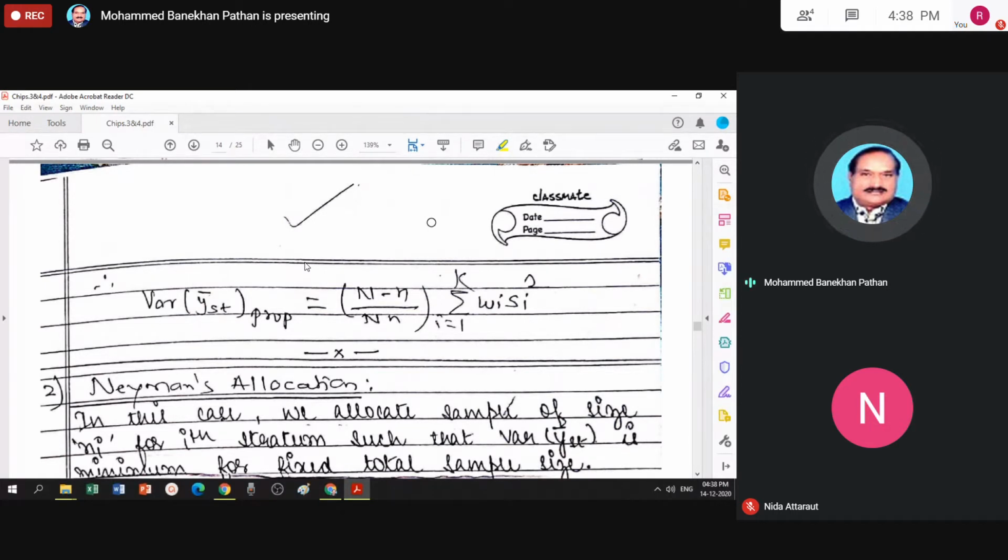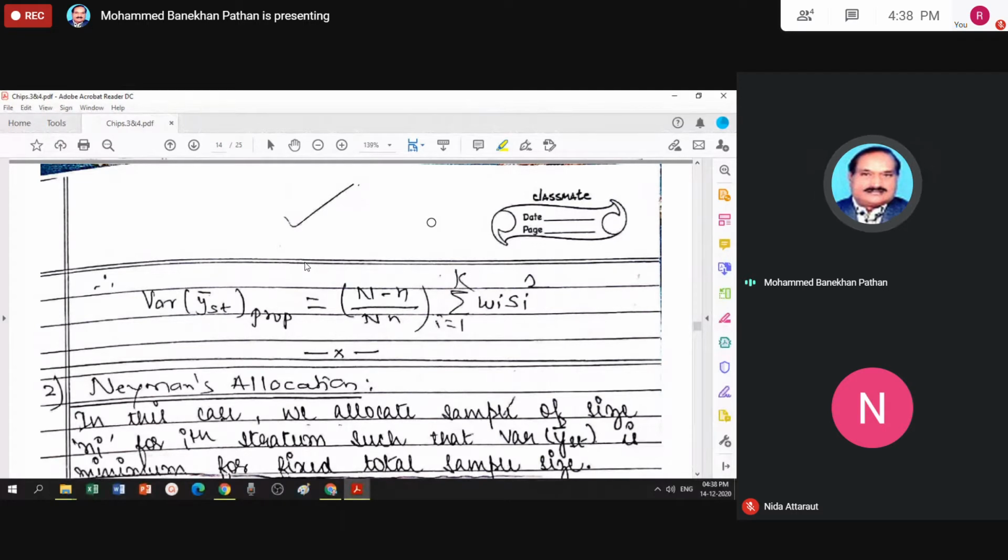So we decide small ni such that it will be proportional to stratum size. So small ni is proportional to capital Ni. Under this assumption, we derive the formula and it comes as small ni equals capital Ni divided by capital N multiplied by small n. And it is repeated for i equals 1, 2, 3 up to k.